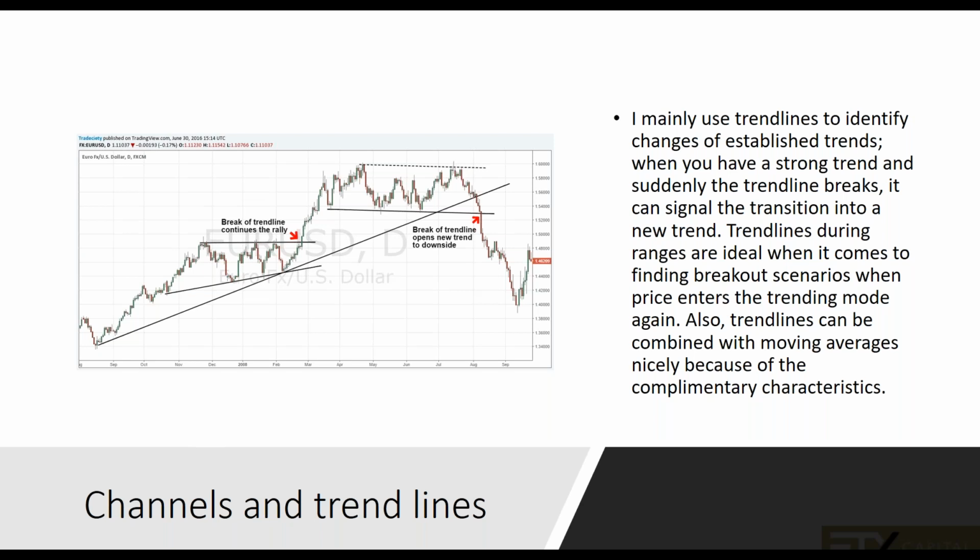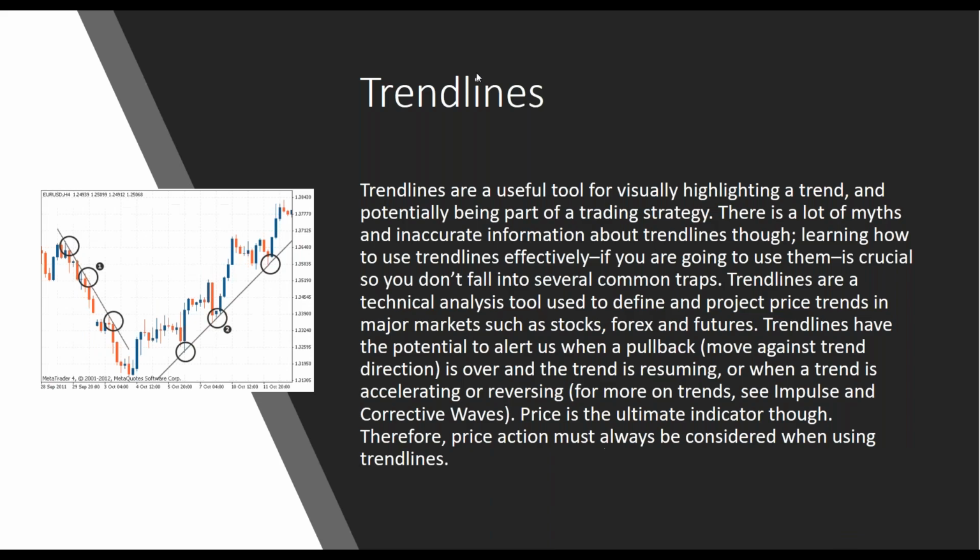So trend lines during ranges are ideal when it comes to finding breakout scenarios and when price enters the trending mode again. Also, trend lines can be used to combine with moving averages nicely because they have complementary characteristics. So the best way to identify and start trading is the use of a trend line.